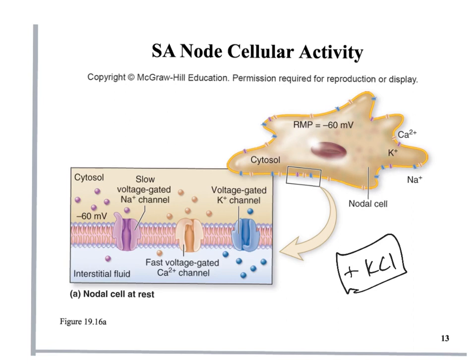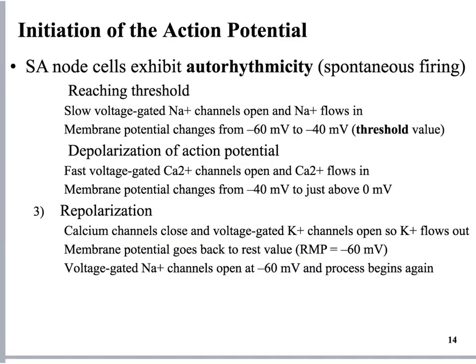So if repolarization depends upon potassium moving out, potassium's going to move this way. It's going to help repolarize the membrane so that it can fire again. But if you overload the system with potassium, it's not going to allow the node to refire, and it stops the heart.